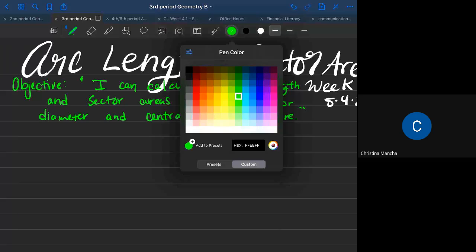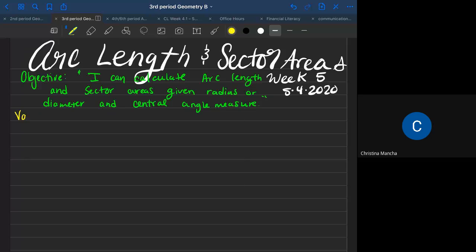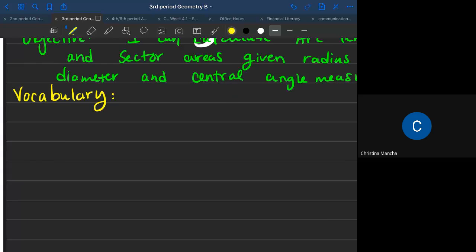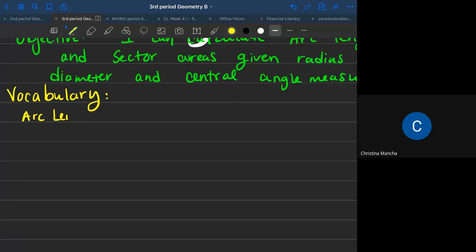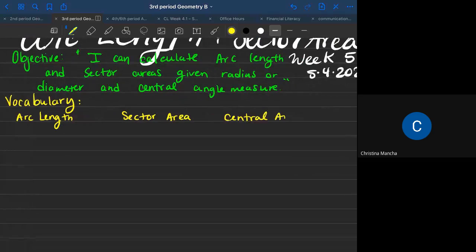So in order for us to be able to follow along, let's go ahead and look at some vocabulary. So we have arc length, and we're going to look at this a little bit more visually. Sector area and central angle.